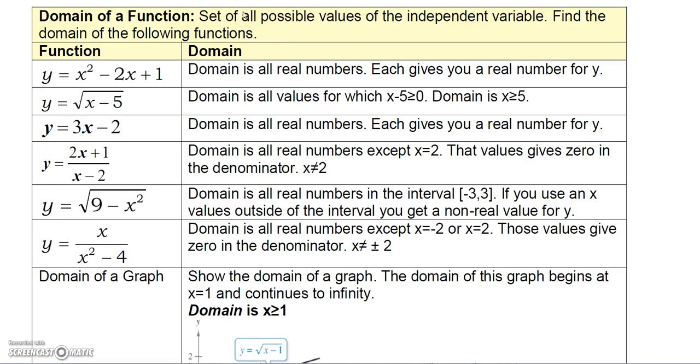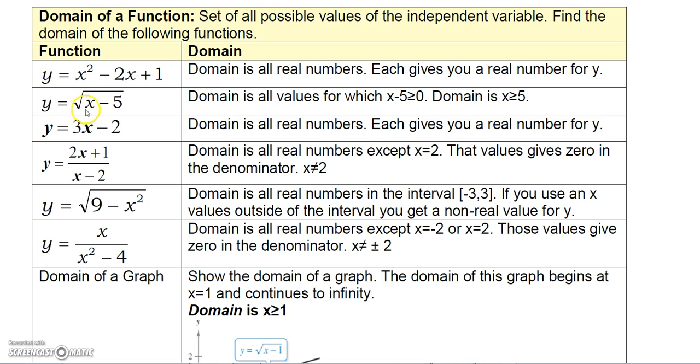The domain of a function is the set of all possible values that the independent variable can have, and that will give us a real value for the dependent variable. So basically, if you have a polynomial function like y equals x squared minus 2x plus 1, the domain for that function is all real numbers, because each value of x gives you a real number for y.